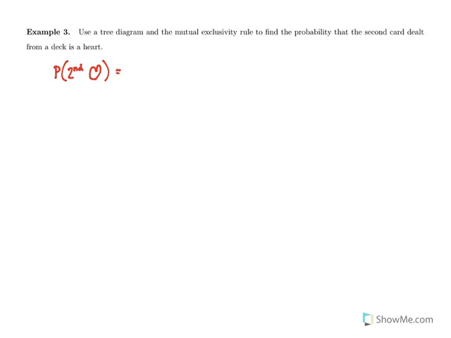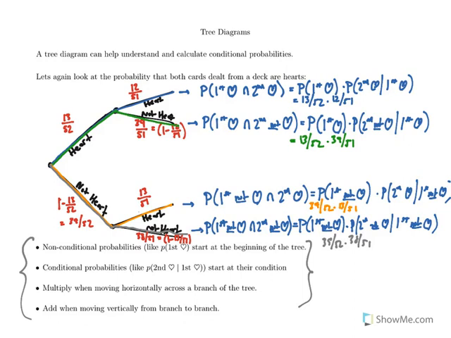But note that we could write this as the probability that the second card is a heart and the first card is a heart, plus the probability that the second card is a heart and the first card is not a heart. There's two choices to get a second card being a heart. Let's look at the tree diagram to show how this works.